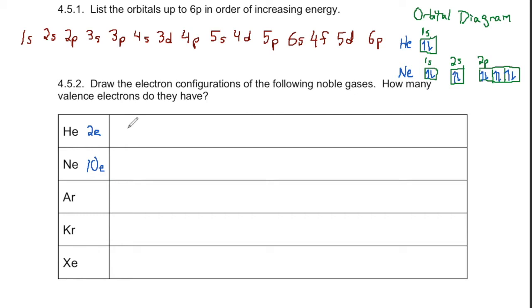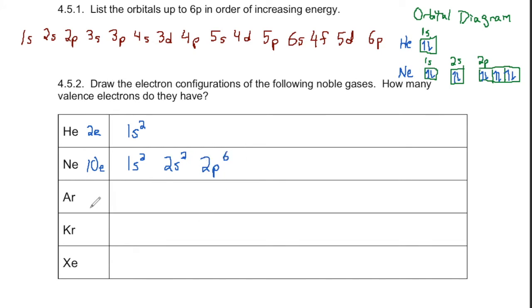The electron configuration would just be the name of the orbital, the 1s orbital for helium, and then a superscript to show how many electrons are in there. Helium is the 1s orbital with 2 electrons in it. Neon has the 1s orbital with 2 electrons in it, the 2s orbital with 2 electrons in it, and then the 2p orbital with 6 electrons in it.